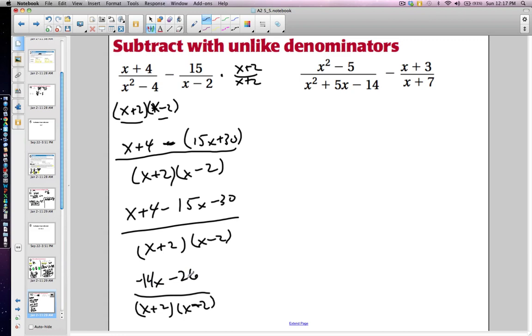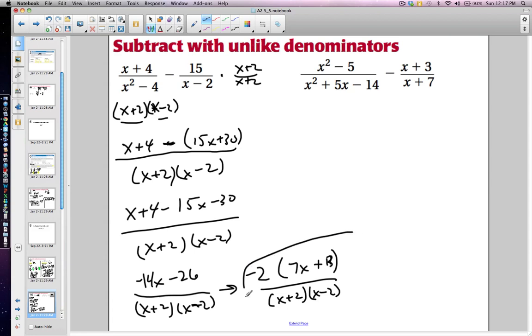Again, I could factor a -2 out of this. This could be -2 times 7x plus 13. But again, if it doesn't lead me to being able to simplify, that didn't really change anything. So both of these would be correct in my book.